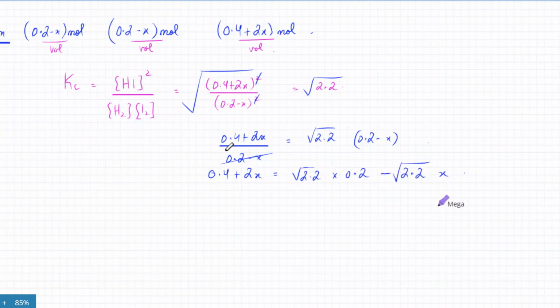अच्छा, it's going to be equal to 0.4 plus 2x. 2x वाली टर्म्स जो है वो इकट्ठे कर लेते हैं, so it's going to be 0.4. Let's keep it on this side, and minus 2.2 under root times 0.2, और दूसरी साइड पे you will have 2x, so it will become minus 2x to the other side, and minus 2.2 under root x.